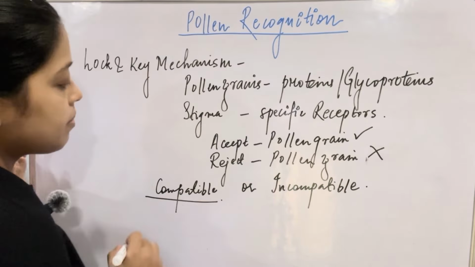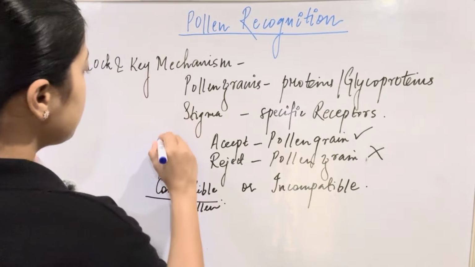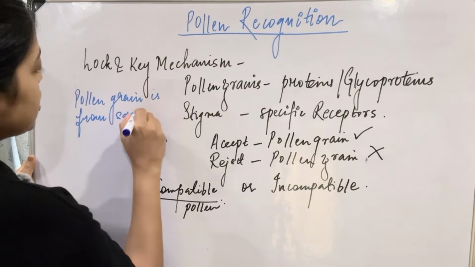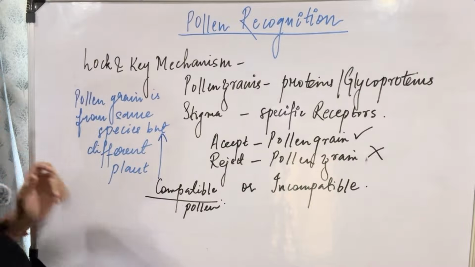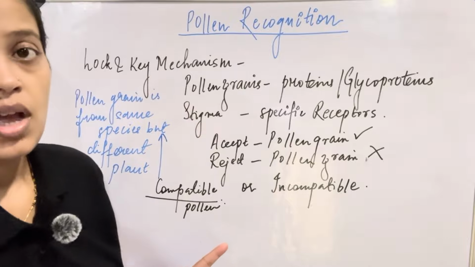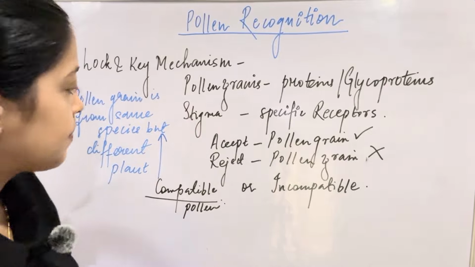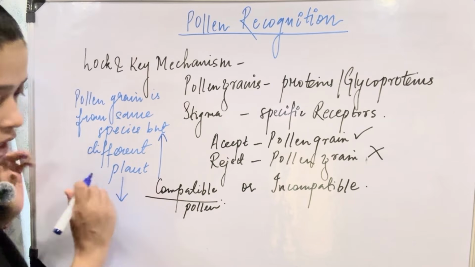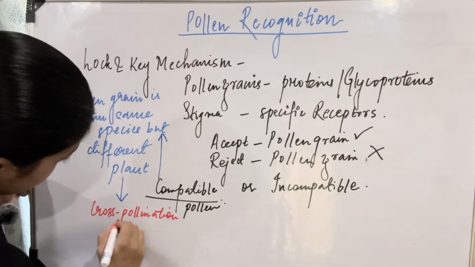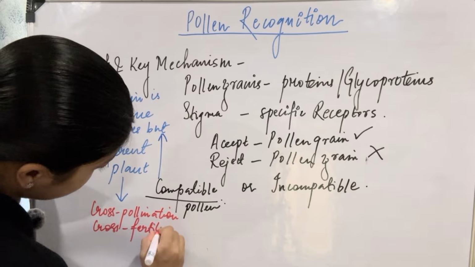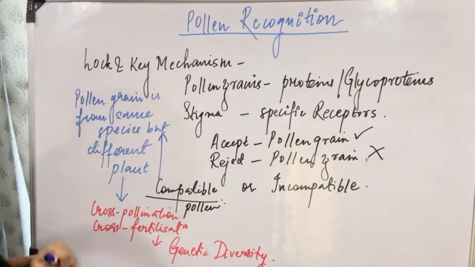So what do we mean by compatible pollen? It means that the pollen grain is from the same species but a different plant. Understood? Compatible pollen means the pollen grains are from the same species but different plants. This will ensure that cross pollination is achieved, which helps in creating genetic diversity.